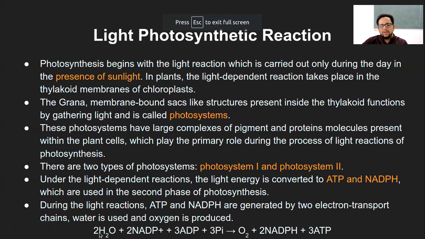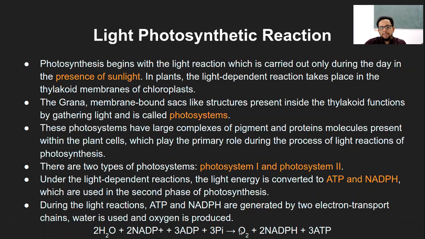So the reaction goes like this. 2H2O plus 2 molecules of NADP plus 3 molecules of ADP plus 3 phosphate. So these phosphates will be added to this ADP molecule. It will form ATP. So from diphosphate, it becomes triphosphate. The hydrogen from this water molecule will go and bind to NADP. It will form NADPH, and oxygen is released. And that way the reaction is also balanced.